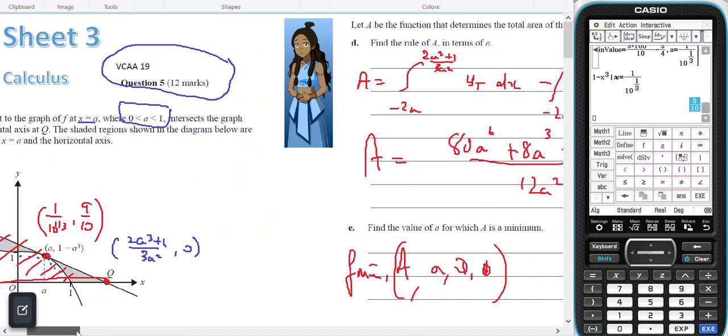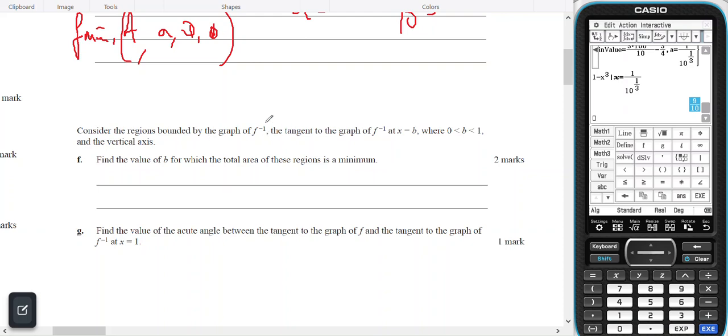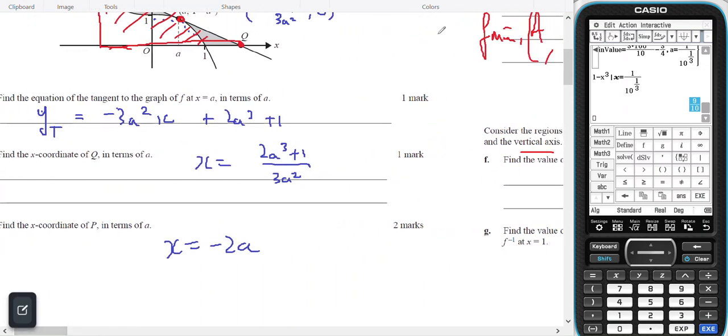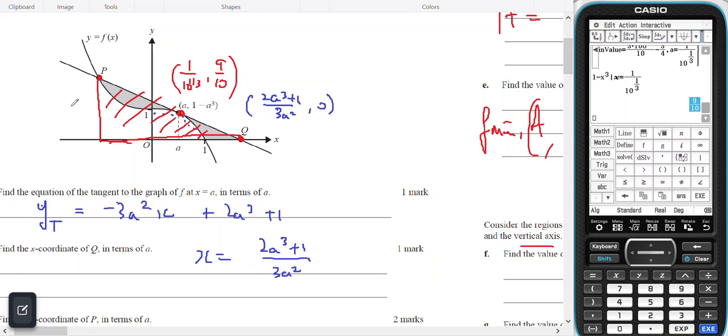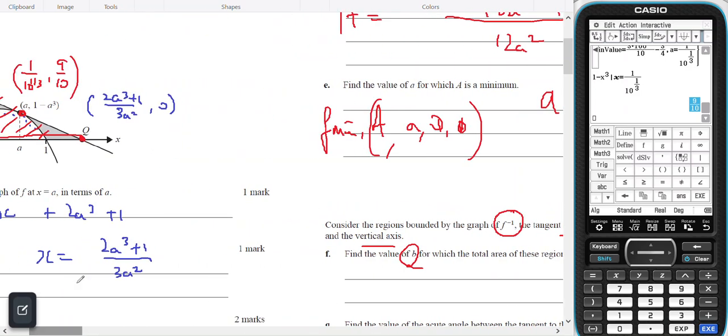Okay, so if I now have in the last bit, consider the inverse of f of x, the tangent to the graph of the inverse, x equals b, and the vertical axis. That's an inverse of what's going on here. Okay, so it's just the inverse of that function, which means the value of b, if we swap our x's and y's over, then the value of b is going to be 9 on 10.